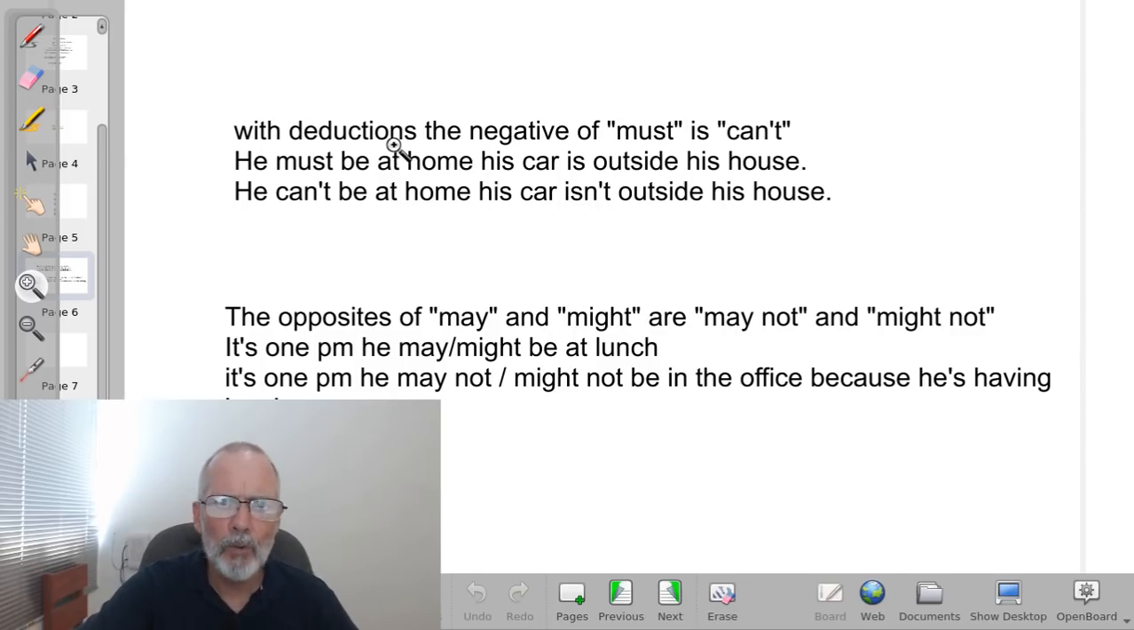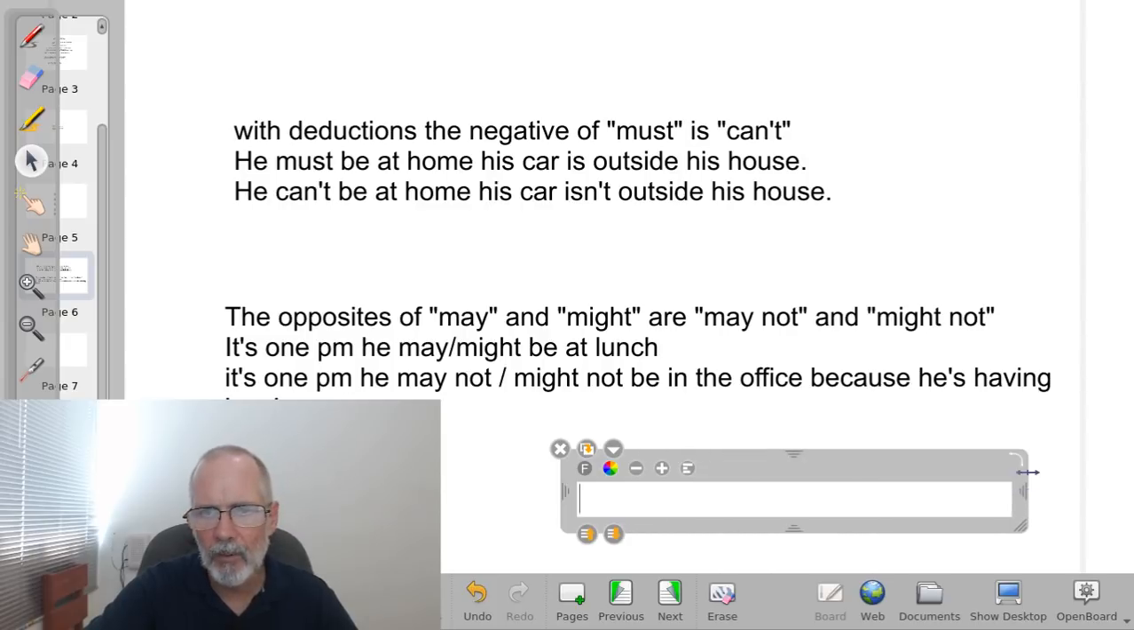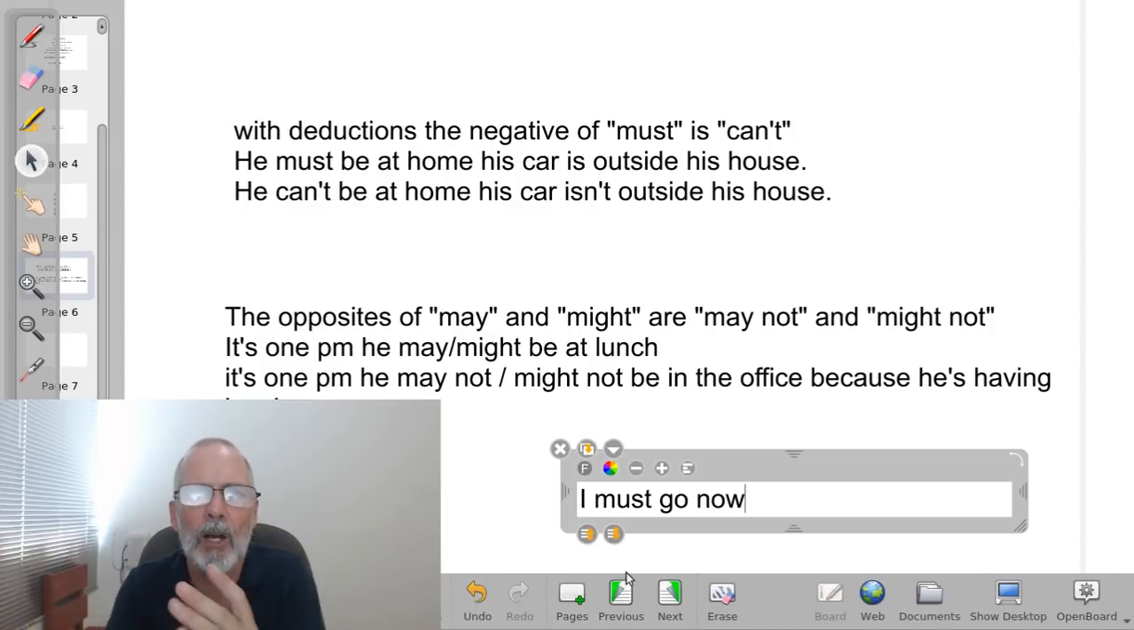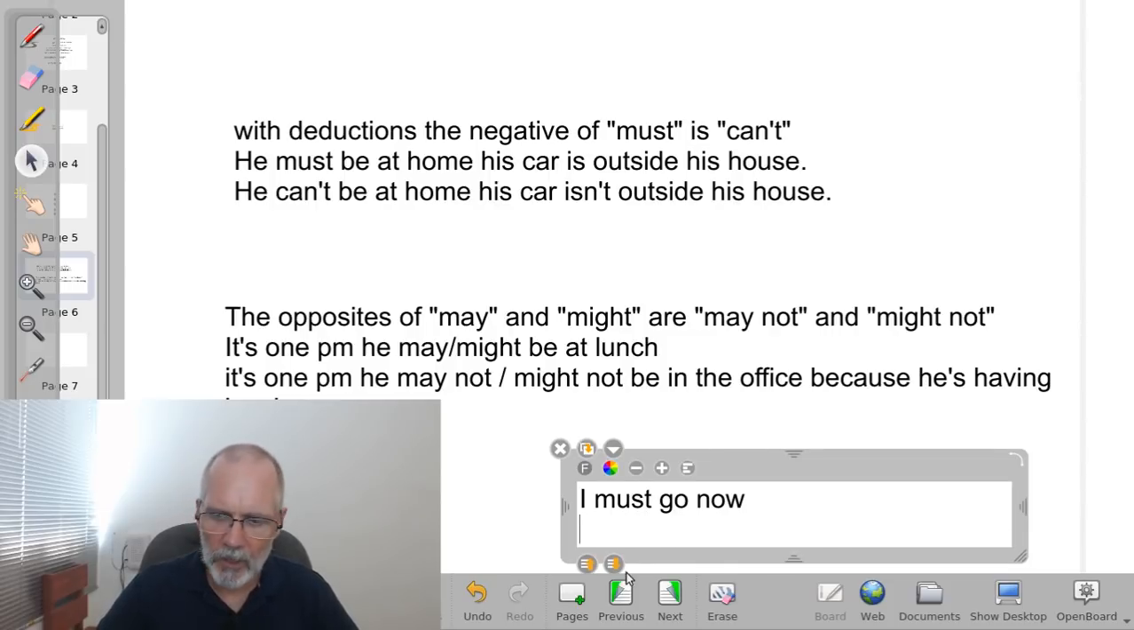So here are some notes. With deductions, the negative of must is can't. So we need to remember that these modals have different meanings. For example, we saw in the last class that must has another meaning, which is I must go. I must go now. That's not the same thing. Here we're using must for obligation, which is a different meaning.